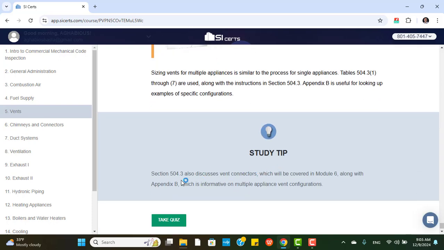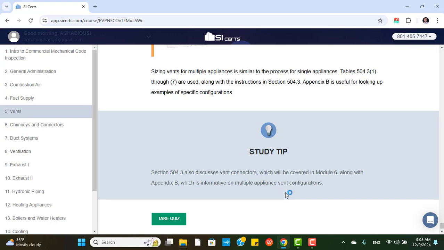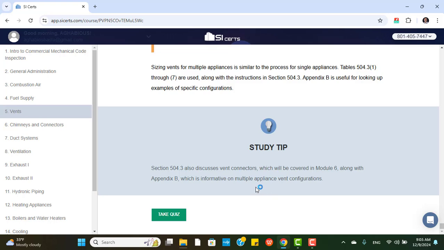Study tip: Section 504.3 also discusses vent connectors, which will be covered in Module 6 along with Appendix P, which is informative on multiple appliance vent configurations. Okay, so we finished vents.